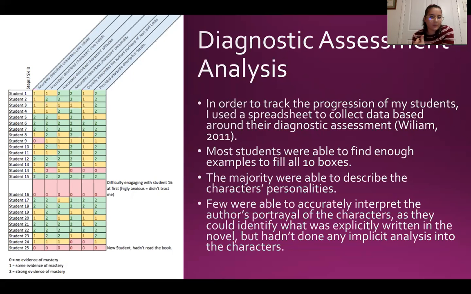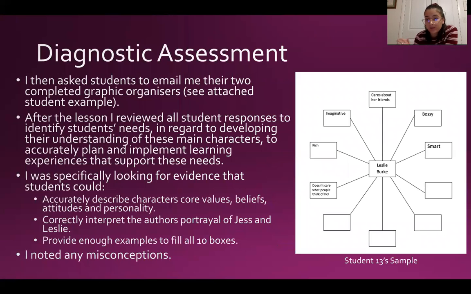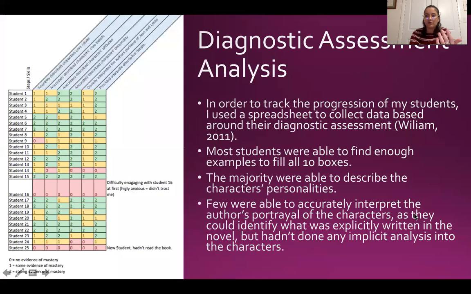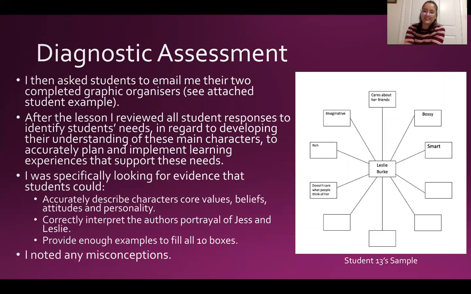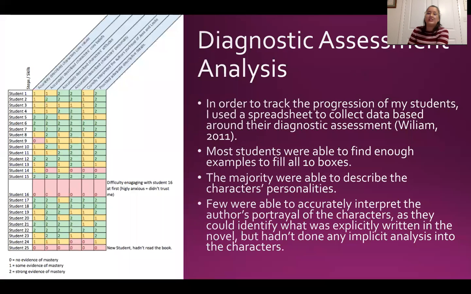And I gave her a 1 for the accurate portrayal, just because of that issue that we talked about with the bossiness, or the bossy comment. She did a really good job at pointing out Leslie's personality and her attitude. So that she is very imaginative, she is very smart, but for her values and beliefs, I only gave her a 1 because she doesn't really delve into that much in this graphic organizer, even though we are just looking for an overview. We do see a bit of evidence that she cares about her friends. That's one of her core values, but there's not a lot of depth. As you can see, most students were able to find enough examples to fill in all 10 boxes.